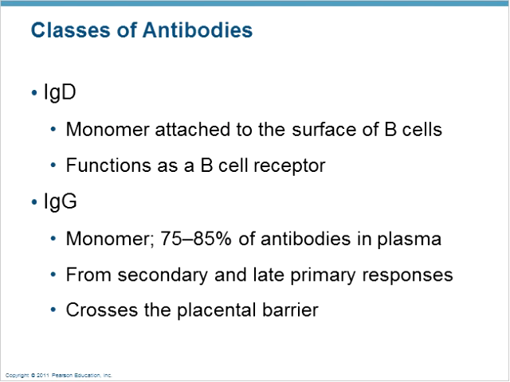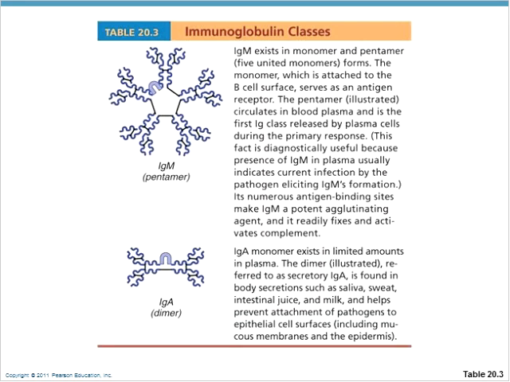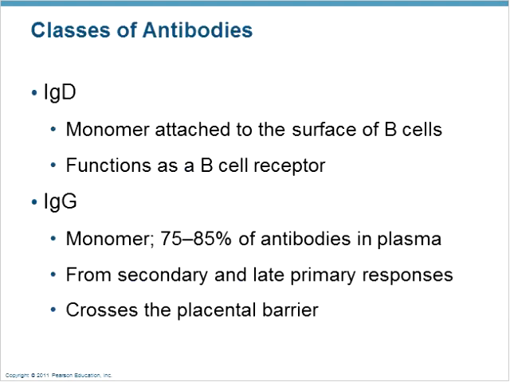We also have IgD and IgG. IgD is a monomer which attaches to the surface of B cells, and it functions as a B cell receptor in some cases. 75 to 85% of antibodies in the plasma are IgG. It comes from a secondary and late primary response. So usually when there's a secondary response, a delayed response, or memory cells are created, that's an IgG phenomenon. The first antibodies created in the first response, the primary response, are generally IgM. So there's a high IgM response initially, but in the secondary exposure, it tends to be more IgG.